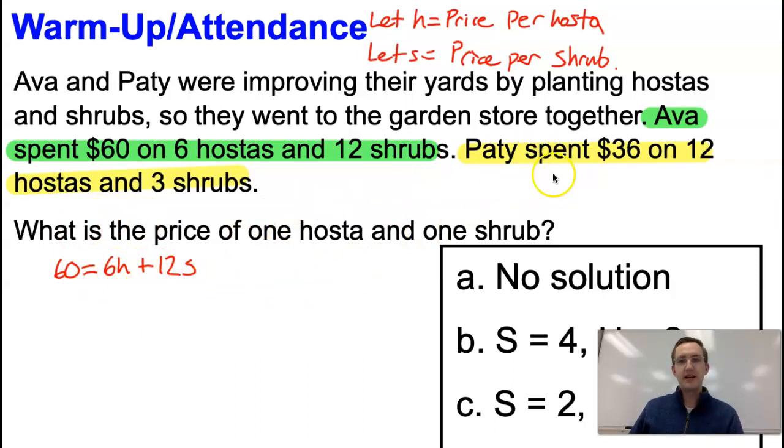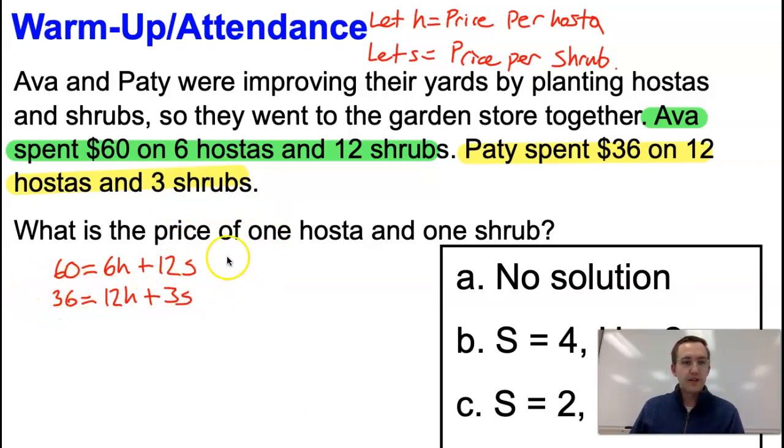Now we need an equation for Patty. We've got our total of $36 spent is equal to 12 hostas. We have the price per hosta as H, so we have to do 12H, and then plus, again, we have 3 shrubs. Let's do 3 times the price per shrub, which is S.